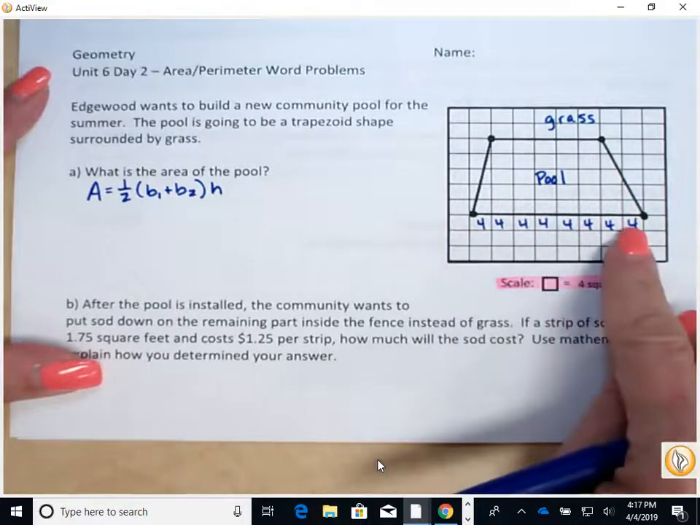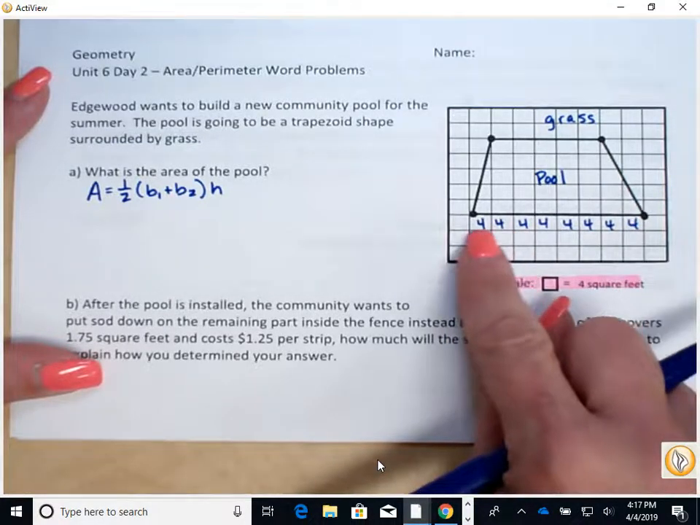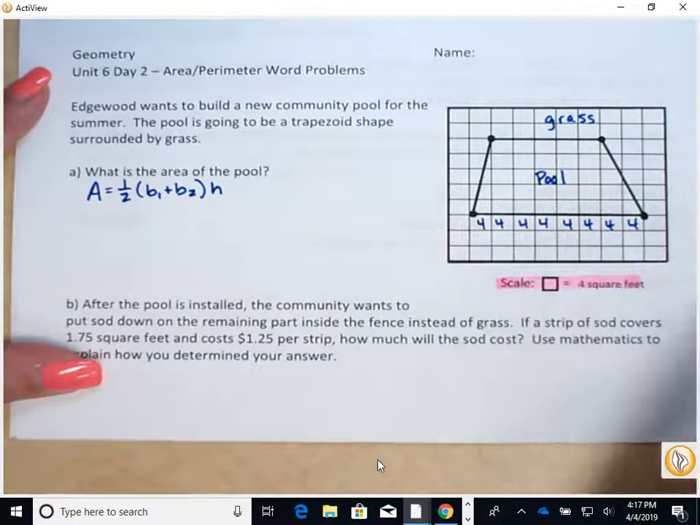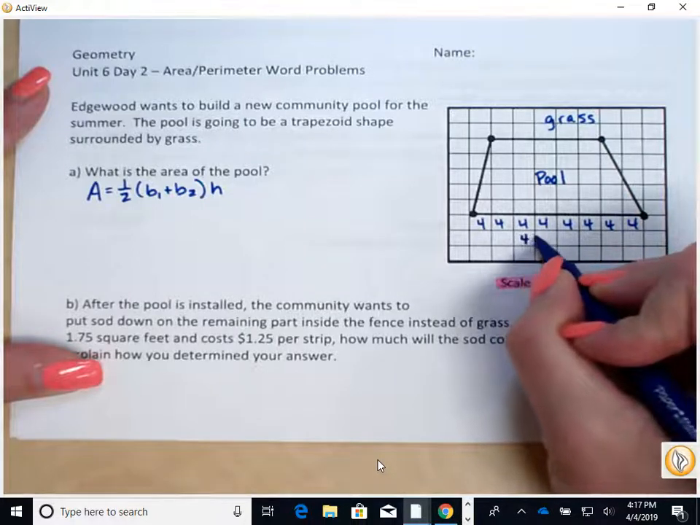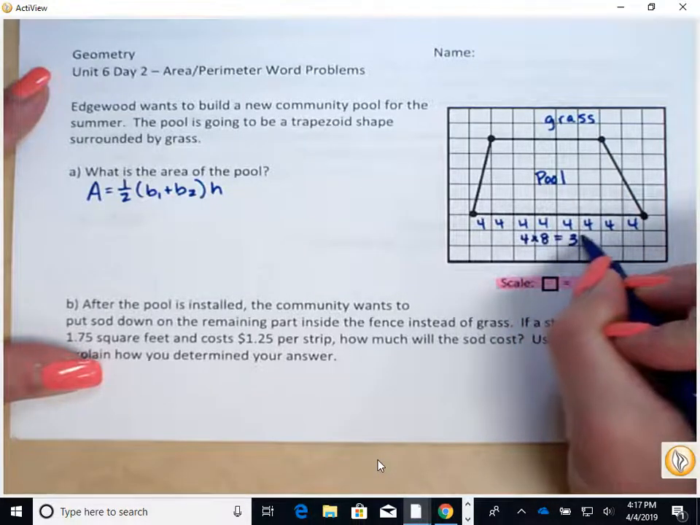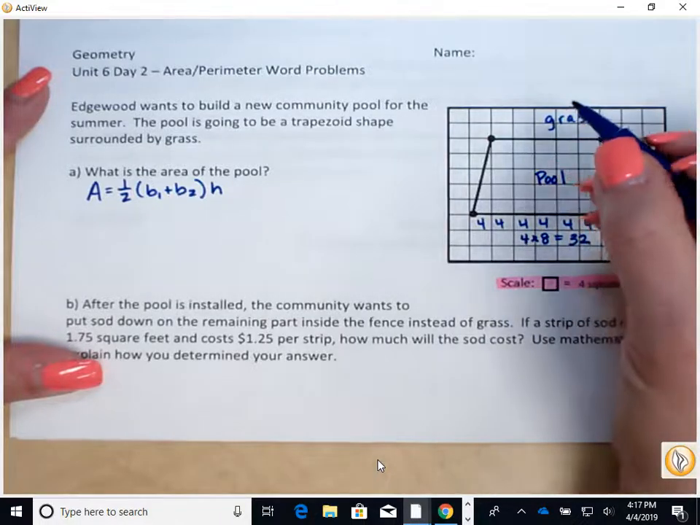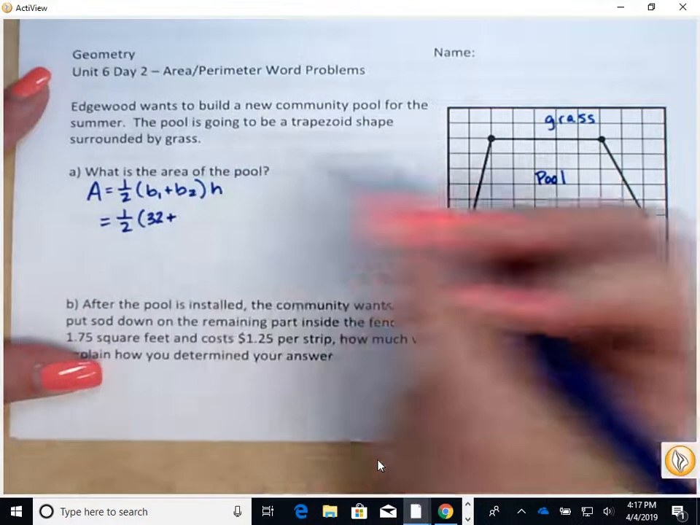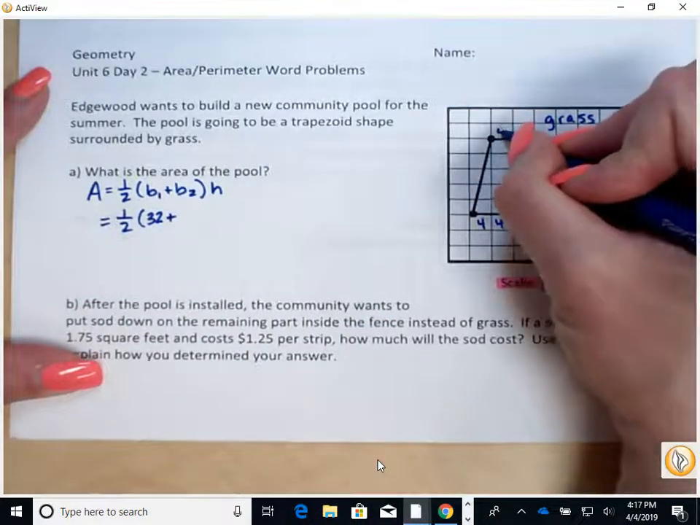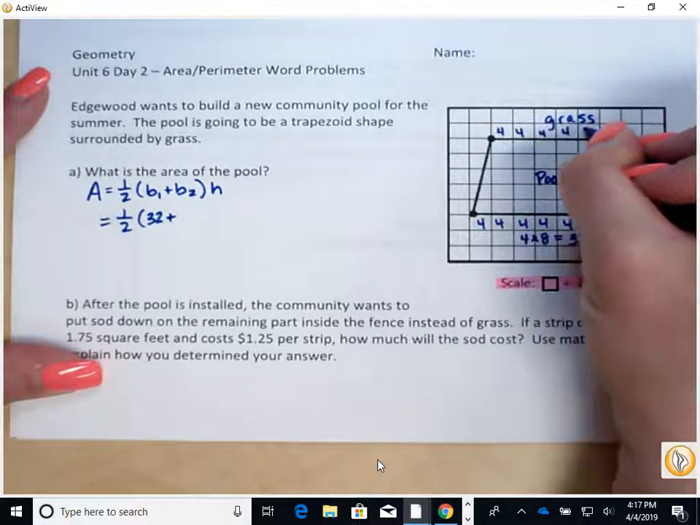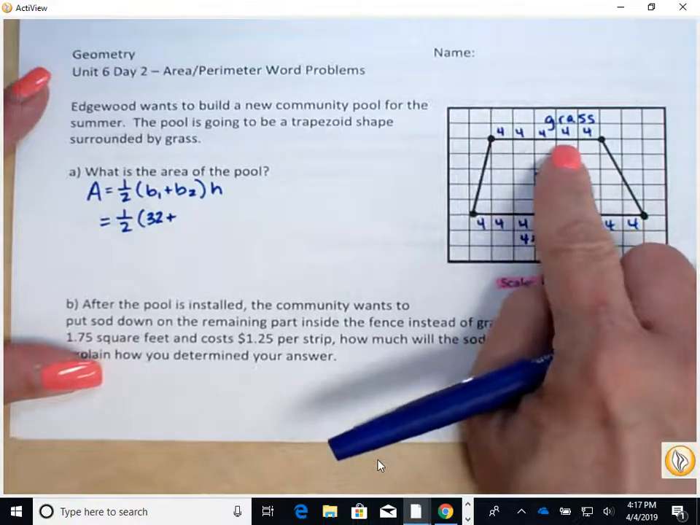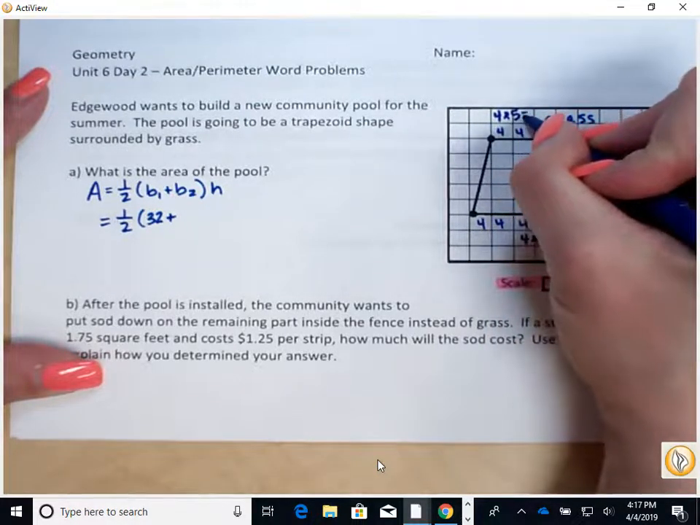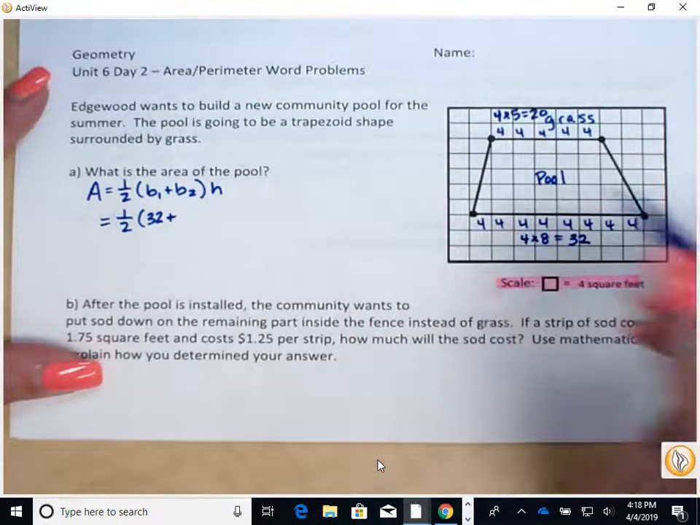So that total for one of my bases would be 4 times itself. 4 times 1, 2, 3, 4, 5, 6, 7, 8. So 4 times 8 is one of my bases, and that gives me 32. And then I'm going to plug that in. For this other one, we've got 4, 4, 4, 4, 4. So that's 4 times 1, 2, 3, 4, 5. So that other base is 20.